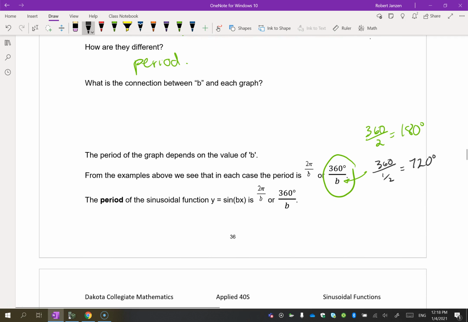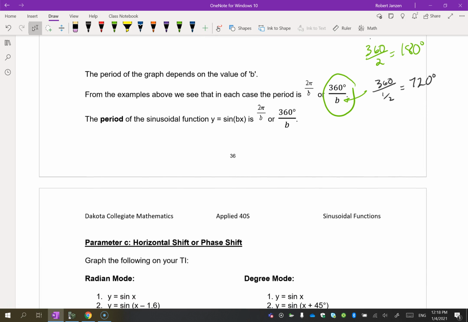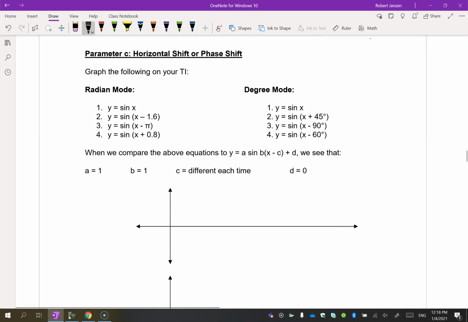Okay, so how are B and the period related? You take 360 or 2 pi and divide it by the value of B, and that will give you the new period. Okay, so we wrote that here. All right, let's go and do the third parameter. The third parameter is C, and it is what we call the phase shift. In other words, we're going to move left or right.